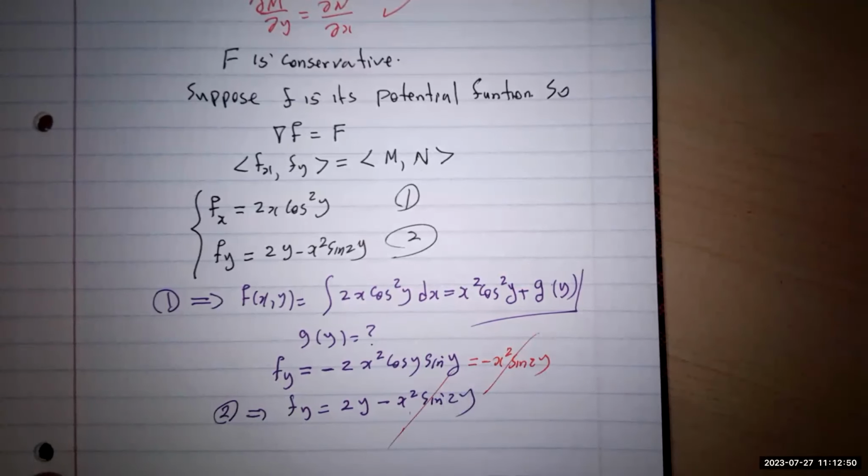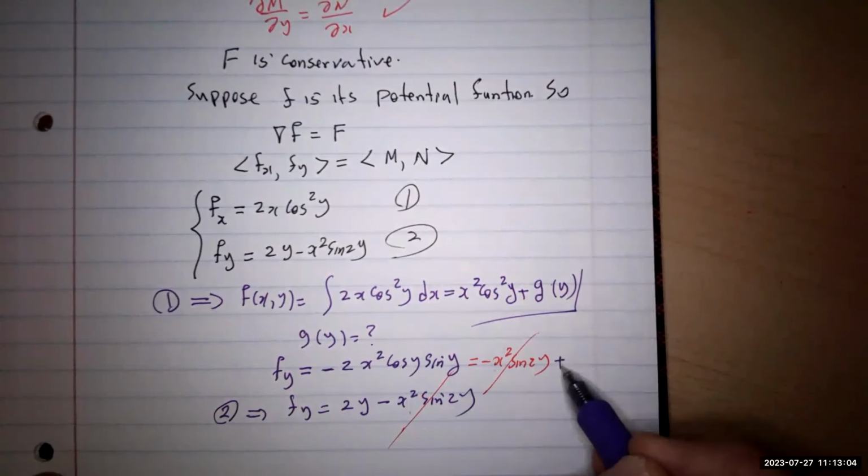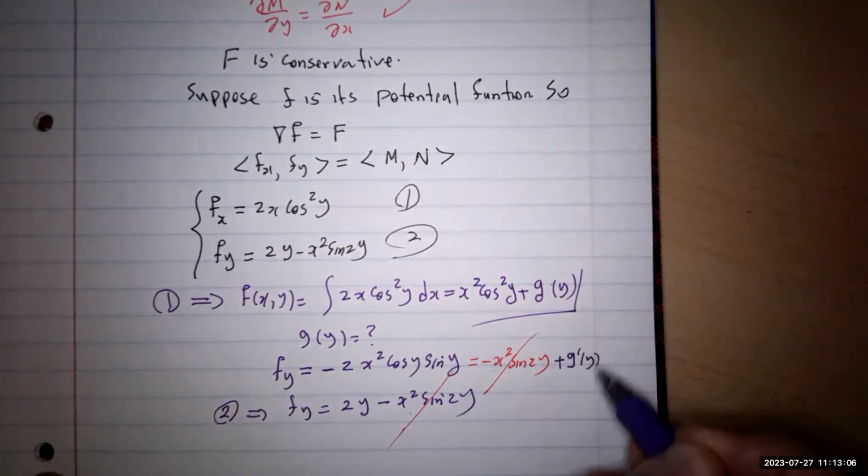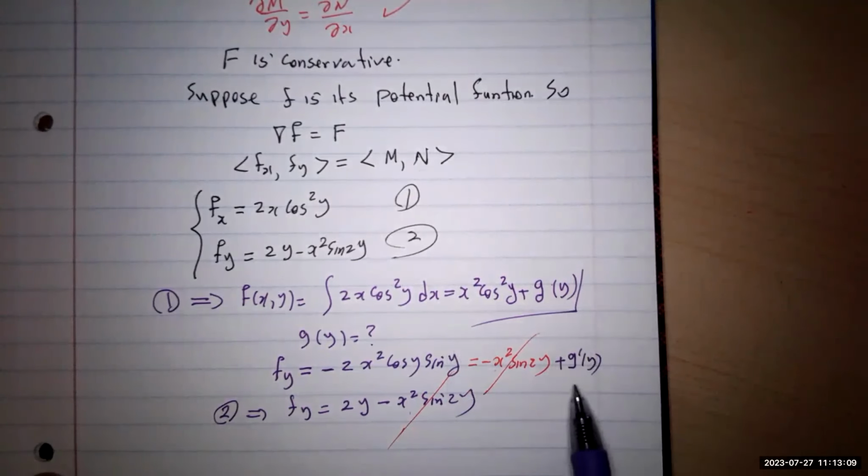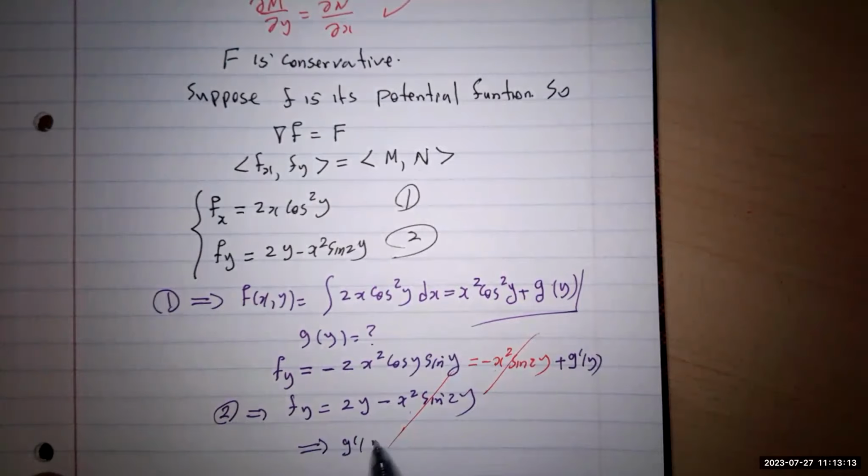So these two would cancel out. So the leftover is going to be, okay, I differentiate with respect to y, and there is going to be a g prime of y here, of course. There is a g prime of y here because we differentiate with respect to y. Now, when we compare them together, the conclusion is that g prime of y is going to be 2y.